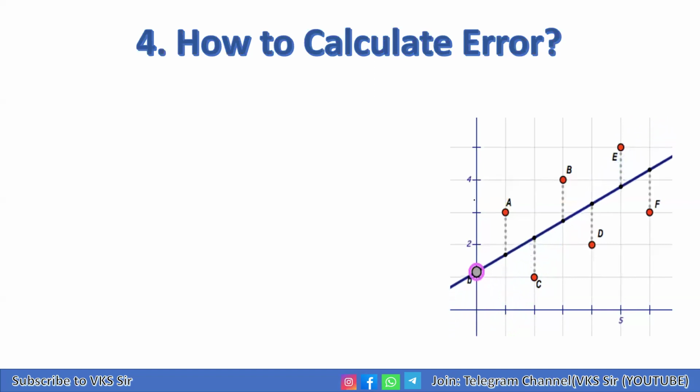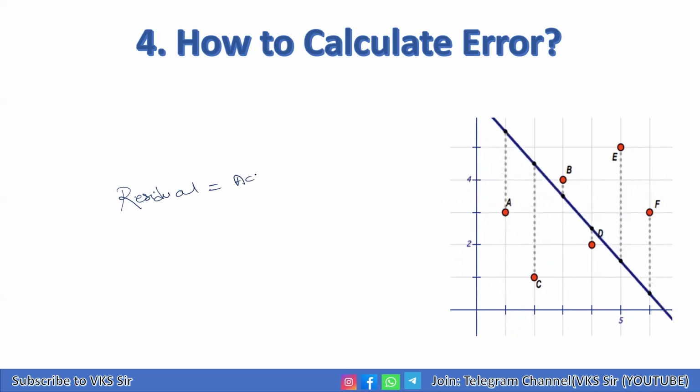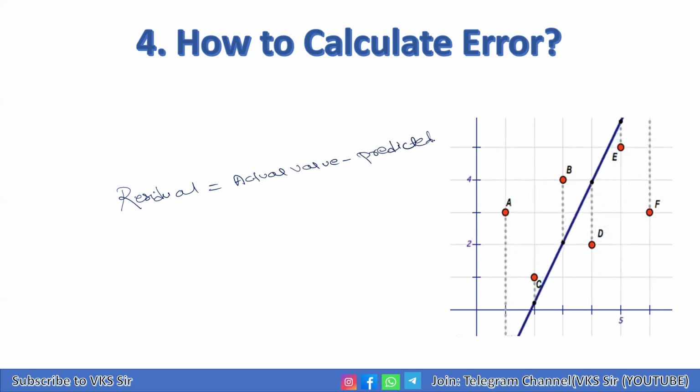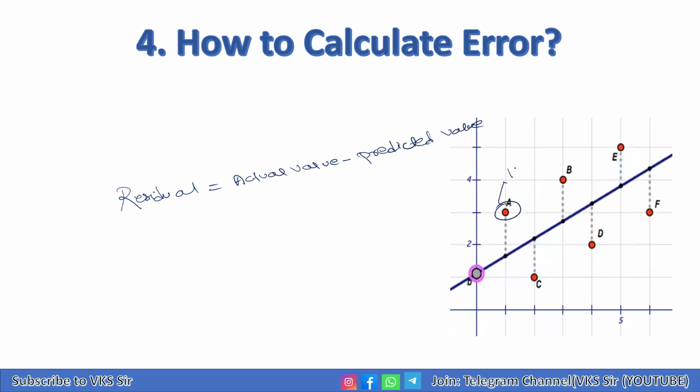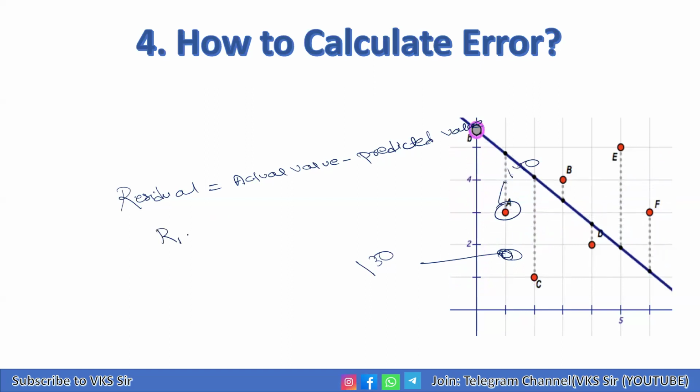So here, as I already explained, we go for the residual. The residual is the actual value minus the predicted value. For example, this actual value is 140, and the predicted value, assume, is 130. So here the gap is the first residual error, which is 10.